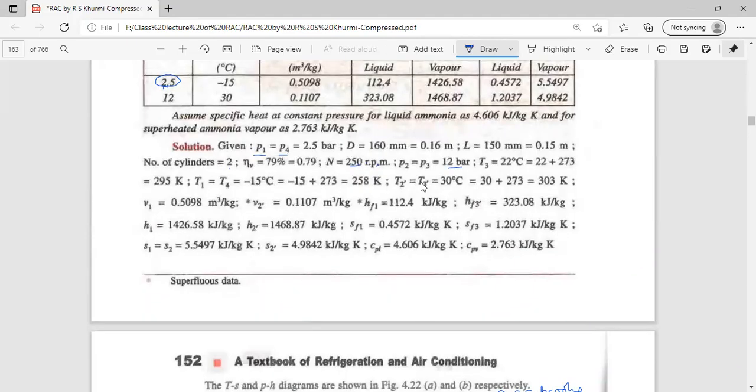Now let us go through the temperature. T3, the temperature at the outlet of the condenser, is given as 22 degrees centigrade.